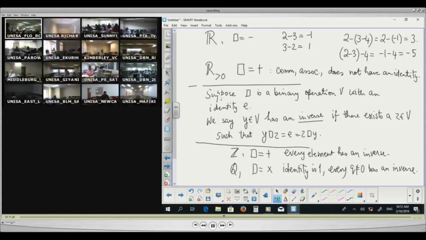So the real numbers, the addition, why does it not have an identity? No, it's not reals. It is positive reals. Right? Because you have taken away the 0. So now, the question is: is the identity unique? Yes, it is. Let's see.